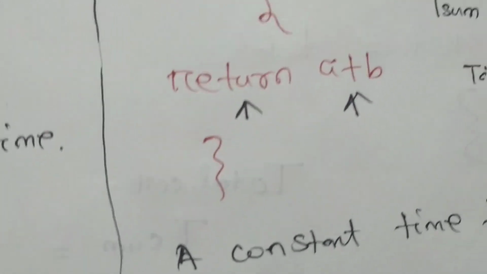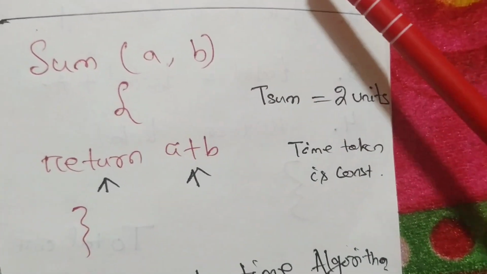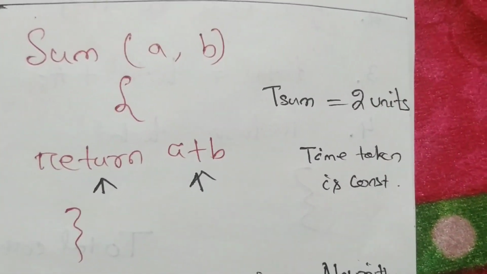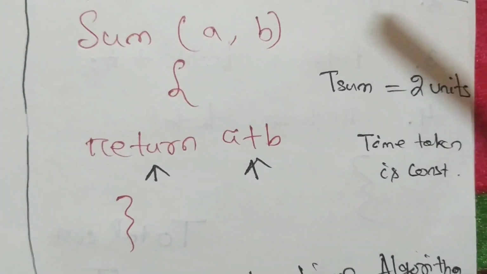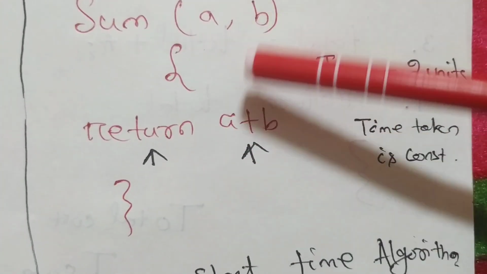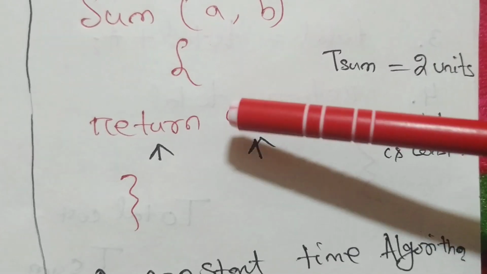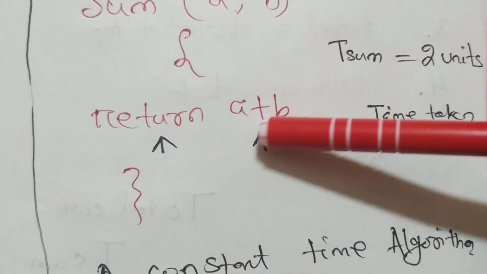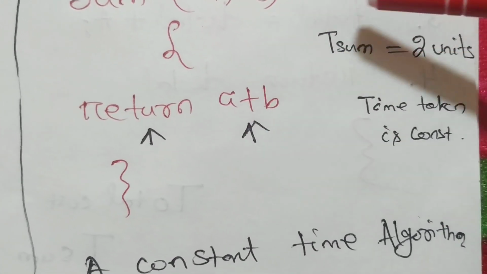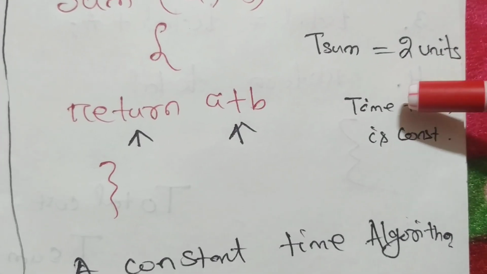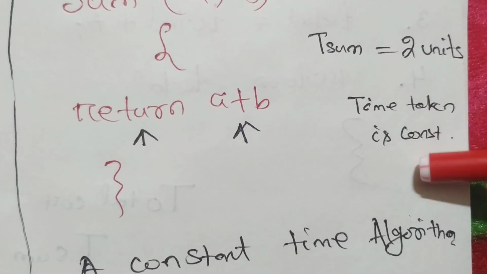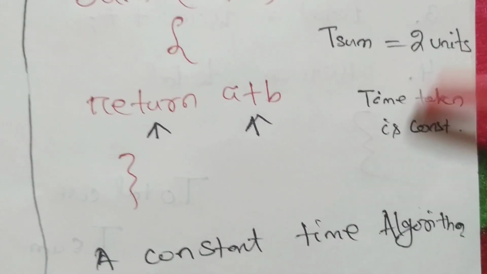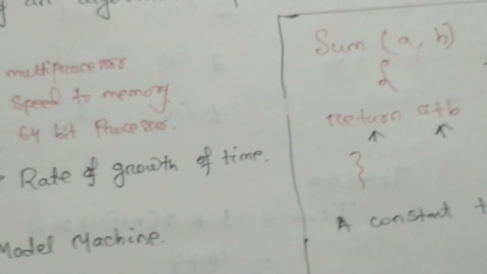Suppose you see the example here. We are finding the sum of two numbers a and b, supposed to be integers, and we are writing only the pseudocode for this algorithm. So return a plus b. For the return statement 1 unit of time, and for addition, an arithmetic operation, 1 unit of time. So total 2 units of time, or we can say time taken is a constant. So it is a constant time algorithm. We will see another example.